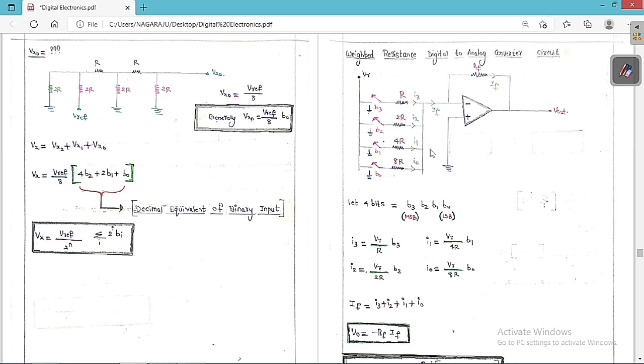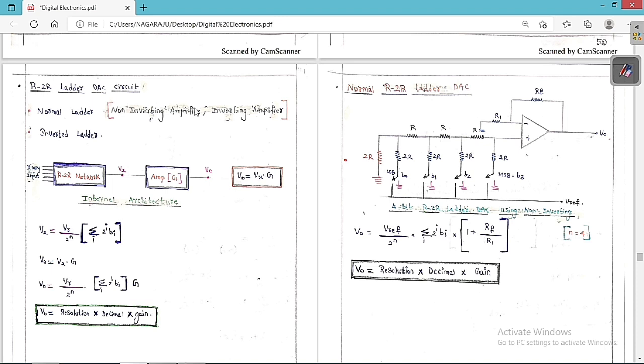I already told you one important point. For maximum resistance we are going to connect the LSB switch, and for low resistance we are going to connect the MSB switch. So LSB resistance is equal to 2 to the power of n minus 1 into MSB resistance. This is the important point that you always have to remember. The resistance connected to the MSB switch is R, and the resistance connected to the LSB switch is 8R in this case.